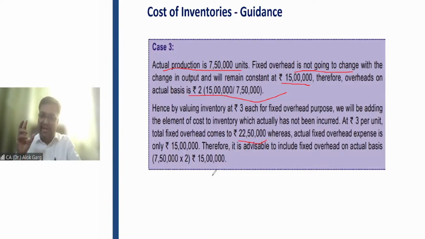So when your actual production is equal to normal production, or when your actual production is less than normal production, in that case, your fixed overhead allocation is on the basis of normal production. But when your actual production is more than normal production, in that case, your fixed overhead needs to be allocated on the basis of actual production. Right?